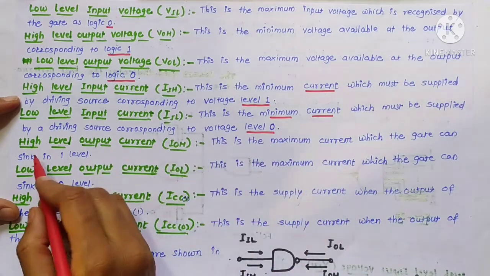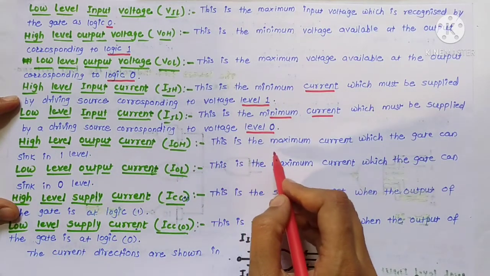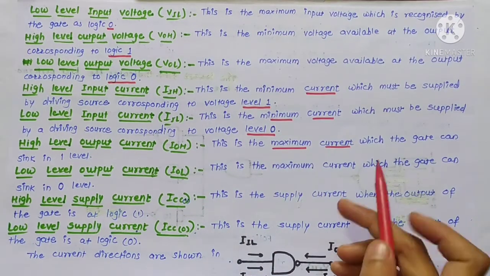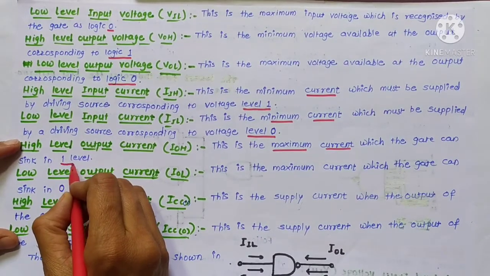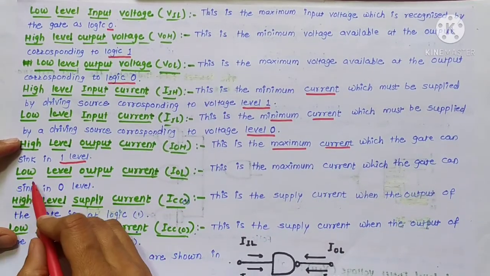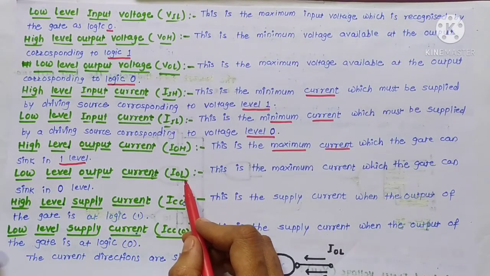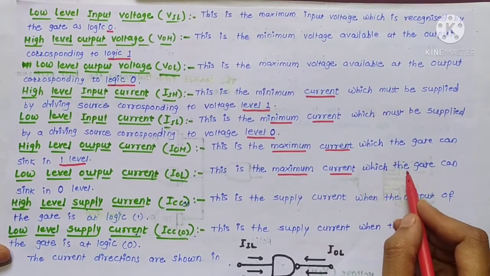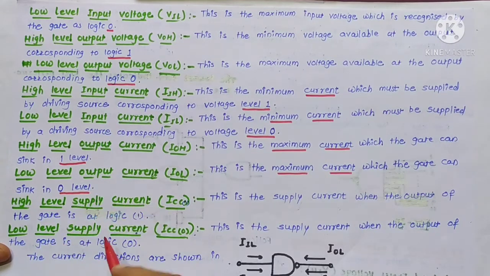Students, in the similar way, high level output current IOH. This is the maximum current which the gate can sink in logic 1 level. Now, low level output current, that is IOL. This is the maximum current which the gate can sink in 0 level.